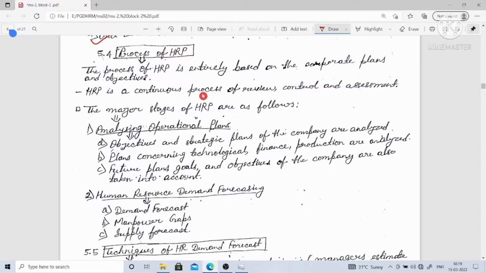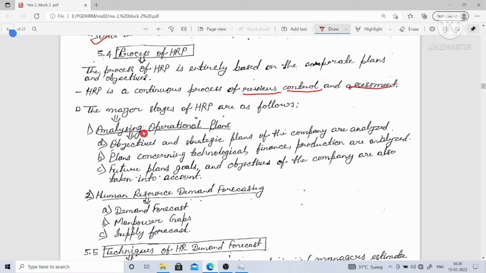Here review, control, assessment means continuously reviewing whether the number of people working in the organization is sufficient or not. If it is less, then recruit more, and if more, then lay off. Control means whether the employees working in the organization are controlled properly or not, and also whether their activities are in accordance with the requirements of the job or not. The major stages of human resource planning are as follows.